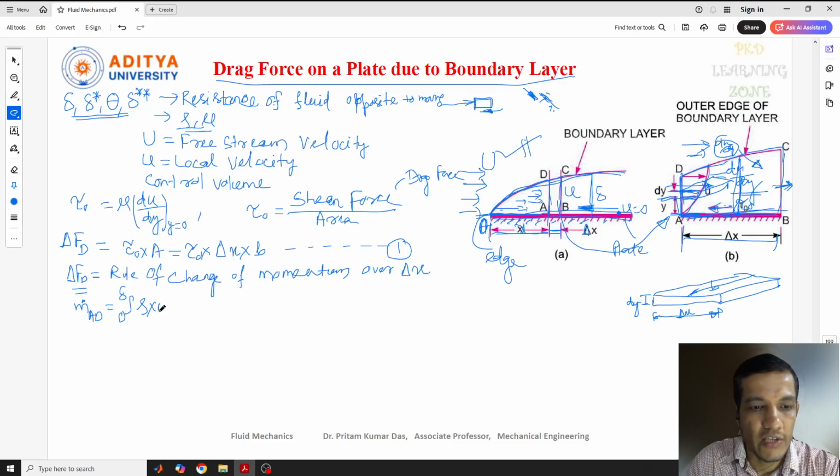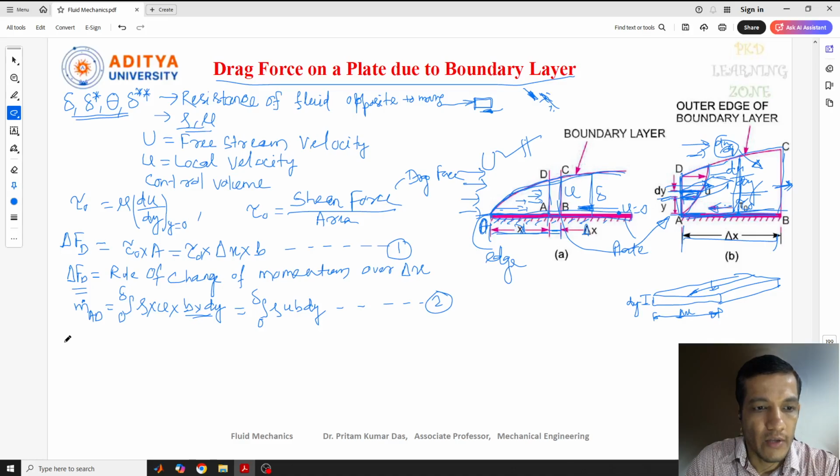Here the velocity is u, the local velocity, and this is the small strip area, which is B into dy. I have taken only this small strip, then integrated it to consider the whole volume. Now we can write this as the integration from 0 to delta of rho u B dy, since the area of the strip is B dy. This one we can give equation number 2.